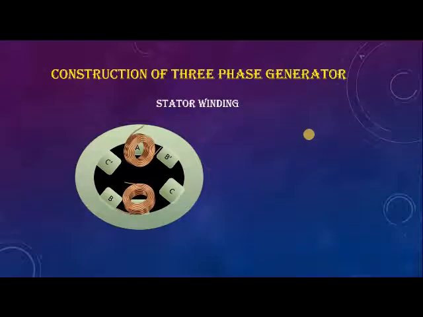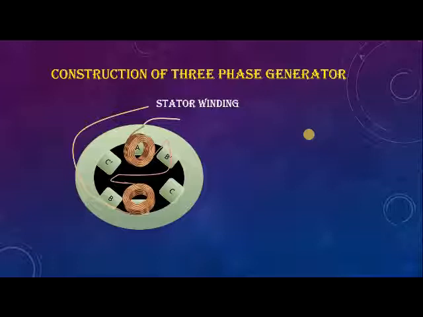And another coil, having a certain number of turns, has to be inserted in A dash. So we have two coils, coil A and coil A dash, inserted across opposite teeth. Now these two coils have to be connected in series. So these two coils are connected in series to form a winding. So this is the A phase winding.